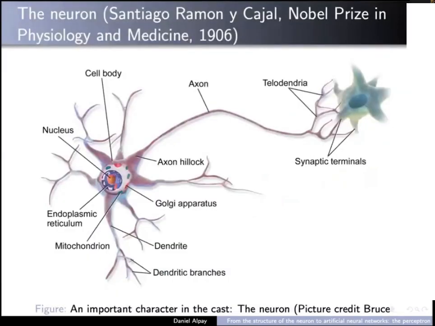Okay, so I mentioned the neuron. So, what is a neuron? Here we have a scheme of a neuron. You see there is the cell body, and then you see a very large appendix, which is called the axon, and smaller ones, which are called the dendrites.